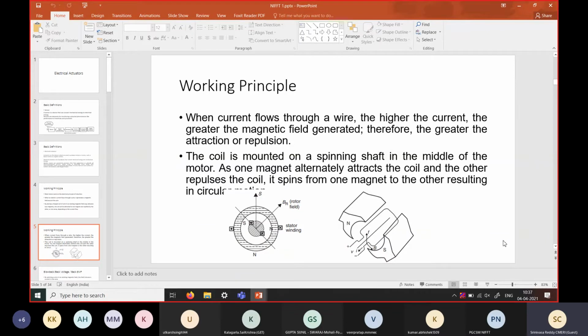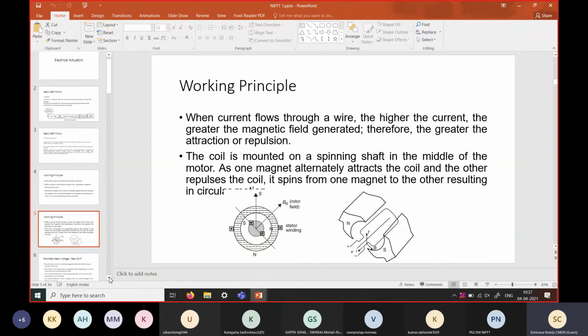So this is called electronic commutation. This is done through sensing of the armature winding position, and based on the position of the rotor it is going to reverse the electrical field. That will result in continuous motion of the motor. So this is the basic difference between the BLDC motor and the normal DC motor.